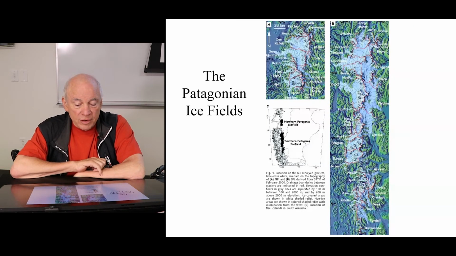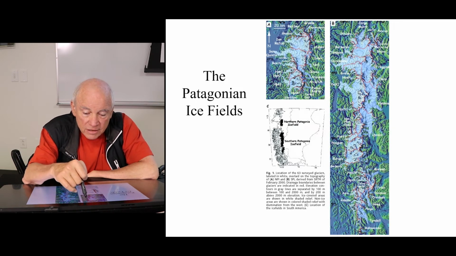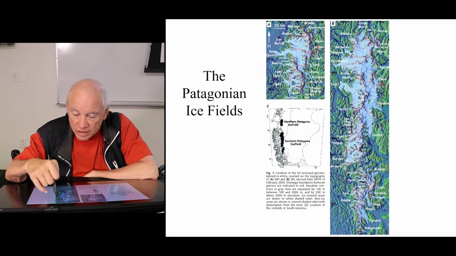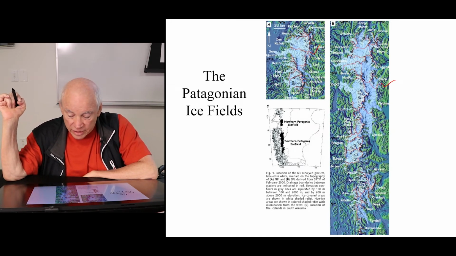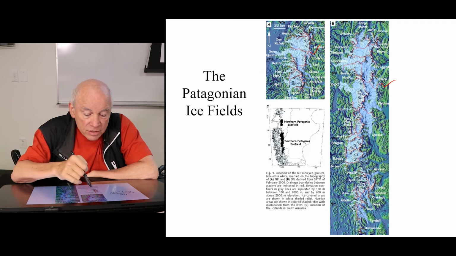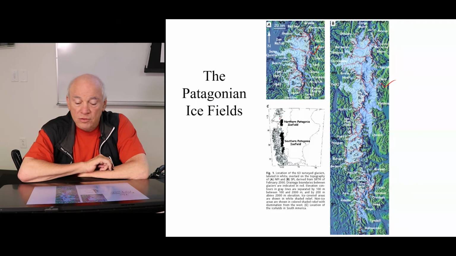Now let's zoom in a little bit more into the northern Patagonian ice field and the southern Patagonian ice field. And it's very extensive. You know, this is 46 degrees south. This is 52, it's 6 degrees of latitude, or almost 700 kilometers.